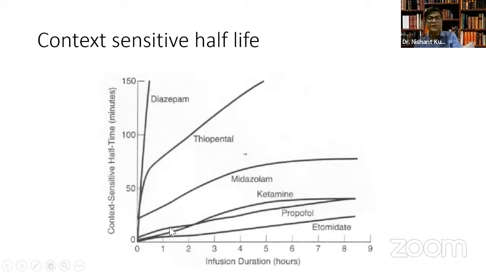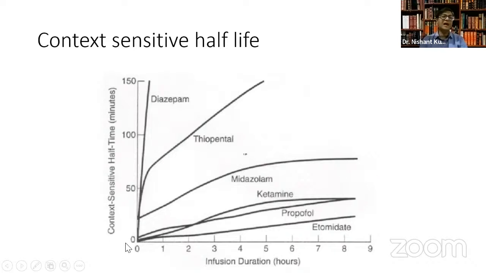Now, if you see, propofol and ketamine almost have a similar context-sensitive half-time. Now, if we go to remifentanil, which is an analgesic, it almost goes like this, if you follow my arrow. And if we see the graph of fentanyl, it is somewhat like this. So fentanyl, as the infusion duration progresses, goes from short-acting to long-acting. And dexmedetomidine is again somewhere between midazolam and ketamine, right? So that is a context-sensitive half-time.